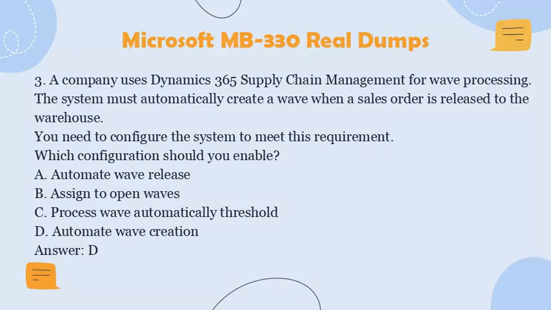3. A company uses Dynamics 365 Supply Chain Management for wave processing. The system must automatically create a wave when a sales order is released to the warehouse. You need to configure the system to meet this requirement. Which configuration should you enable? A. Automate wave release. B. Assign to open waves. C. Process wave automatically threshold. D. Automate wave creation. Answer: D.